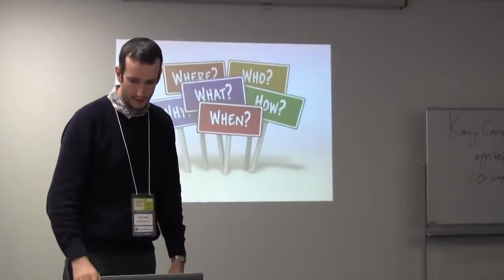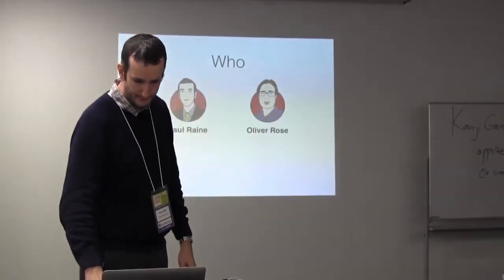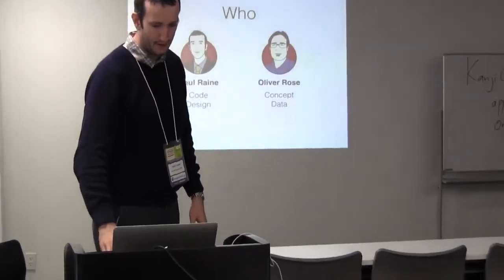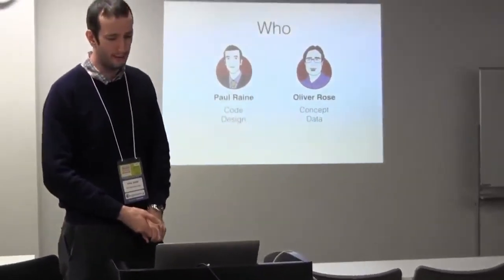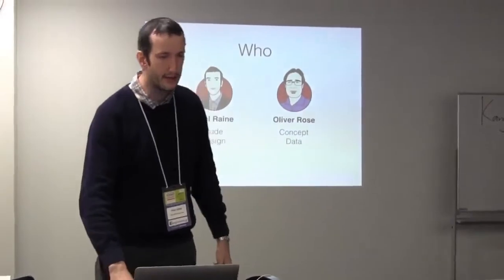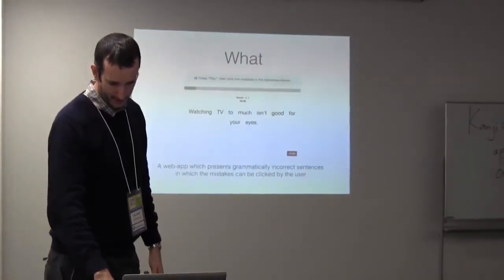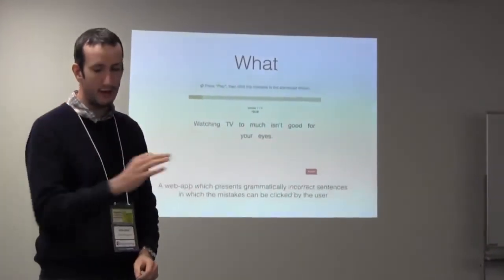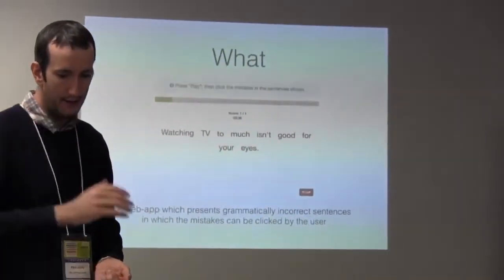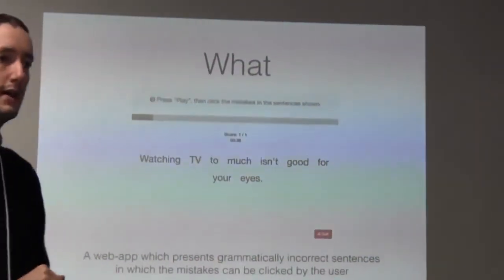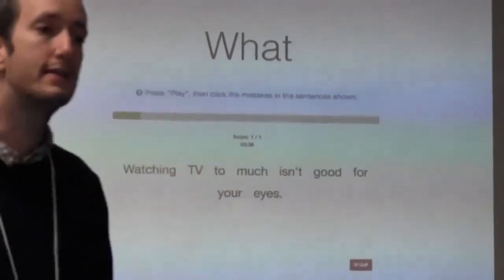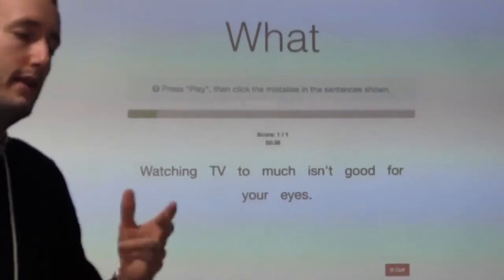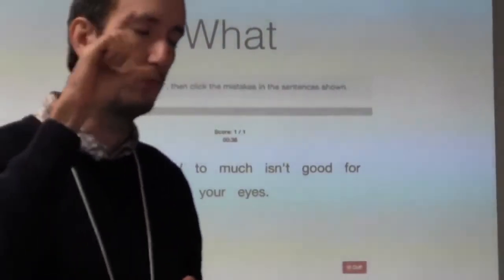I'm just going to go through a quick who, what, where, when, why, how. So myself and Oliver made this app. I focused mainly on the code and design, and Oliver provided the concept and the data. And what exactly is it? It's an app which presents grammatically incorrect sentences, and the mistakes can be clicked by the user. This works on any device, mobile and desktop, in the browser. You can't download it from the App Store, it just works in the browser.